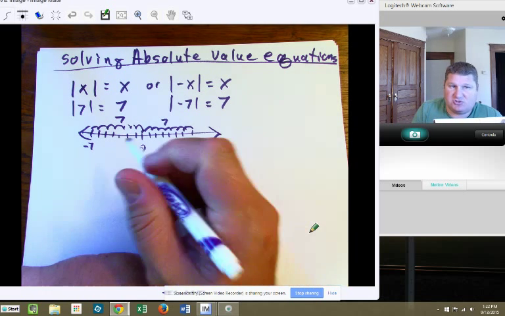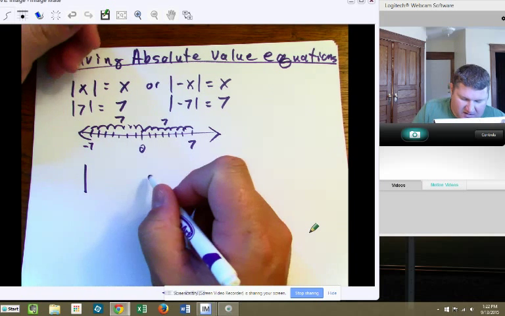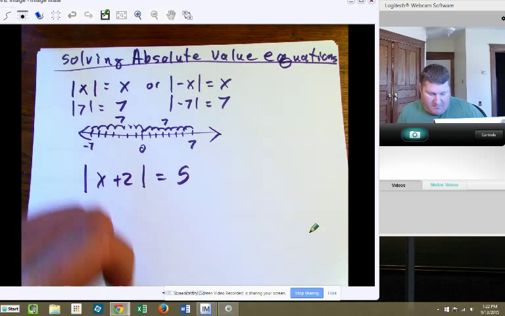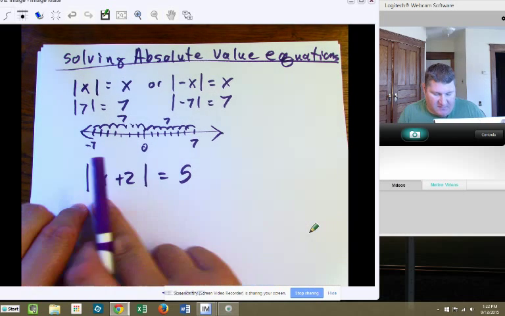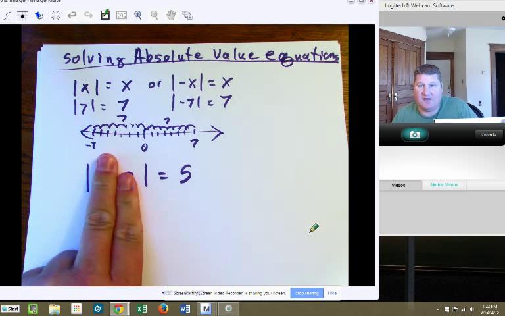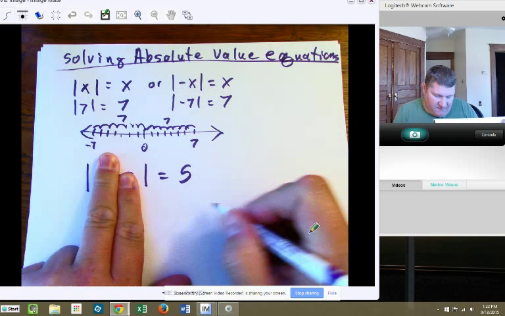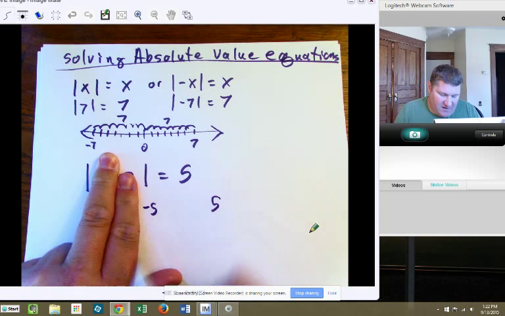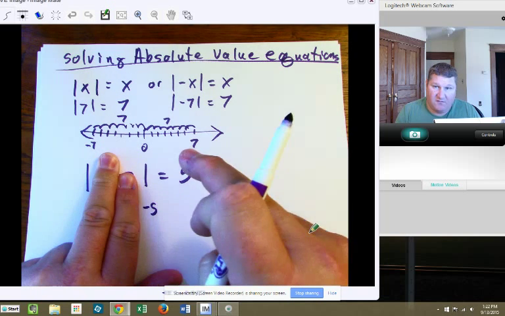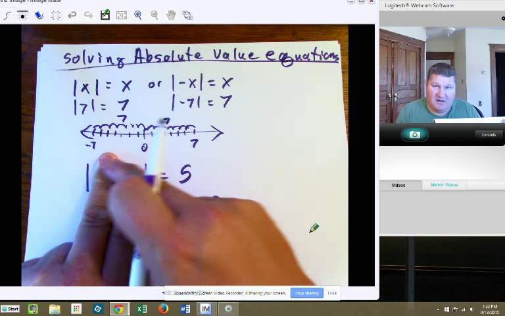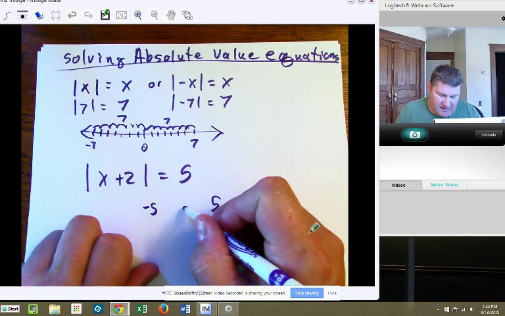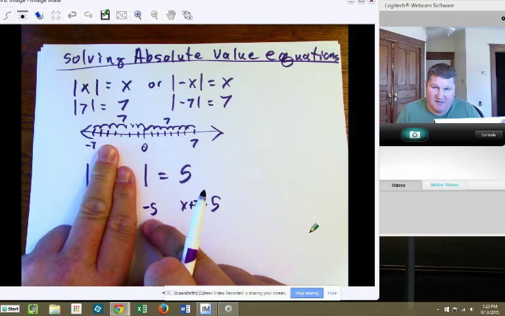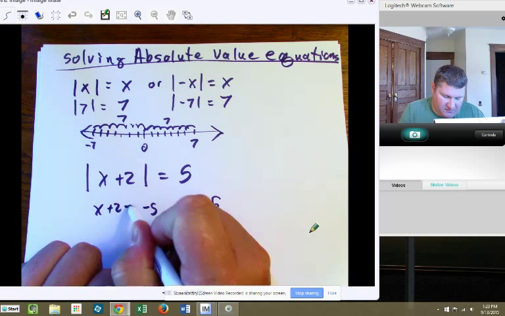Now, when we go to solving equations, we have something like this. We have the absolute value of x plus 2 equals 5. Well, basically, long story short, if the absolute value of x plus 2 equals 5, that means whatever's inside there has to either be 5, because the absolute value of 5 is 5, or it has to be negative 5, because the absolute value of negative 5 is also 5. So if whatever's here has to be either 5, why don't we set it equal to that? x plus 2 equals 5. And if everything in here has to equal negative 5, then I can set it equal. x plus 2 equals negative 5.